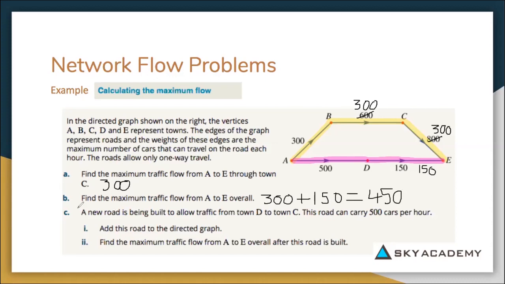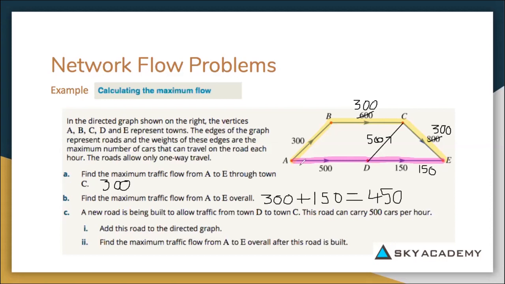Now, if you have a look at question C, question C says a new road is being built to allow traffic from town D to town C. So I'm going to put that road in straight away. So we have a road going through there from D to C. Put an arrow there. And this road can carry 500. So I'm going to mark 500 there.